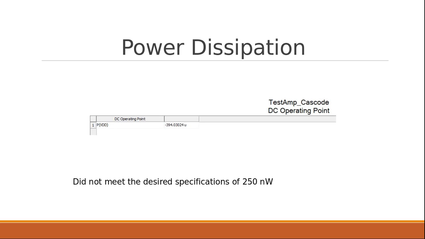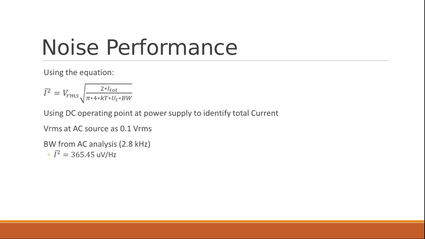And as for the power dissipation, we simply placed a DC operating point at the power source, and this calculated our power consumption parameter, and this did not meet the desired specification of 250 nanowatts. As for noise performance, we used the expression highlighted in one of the documents as that discusses noise power in operational transconductance amplifiers. This requirement was not met either, and we determined that it was possibly due to the large amount of branches and small control over the resistance.